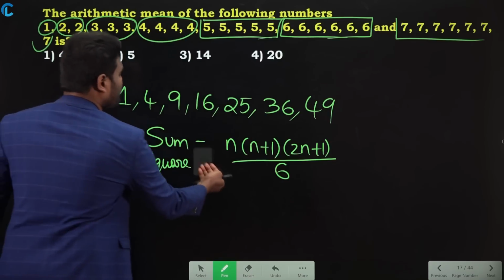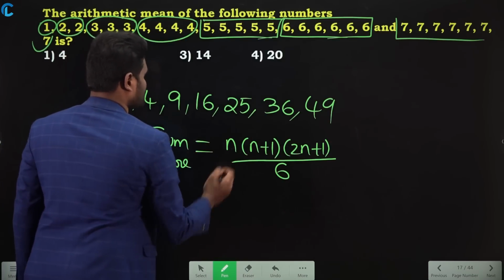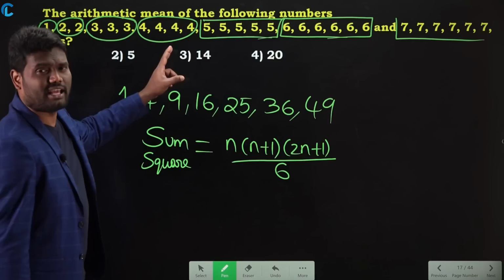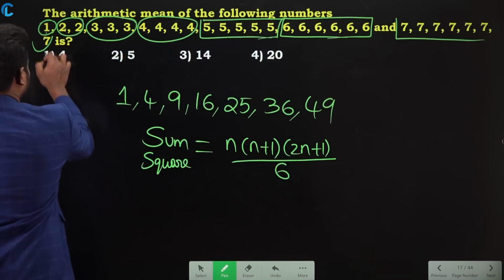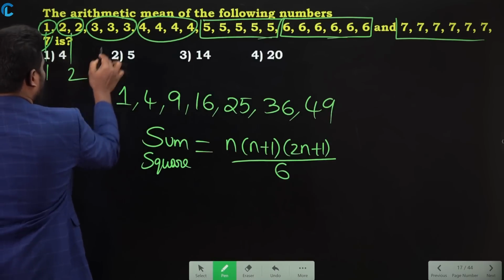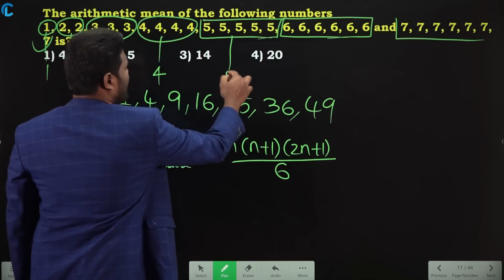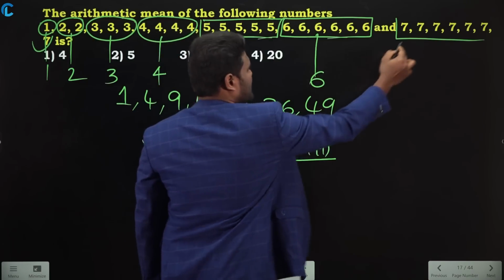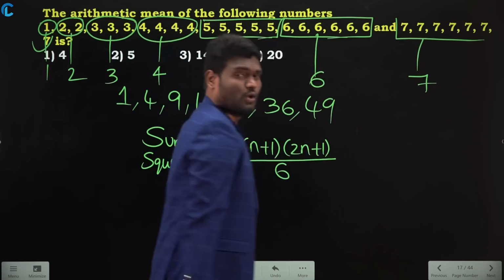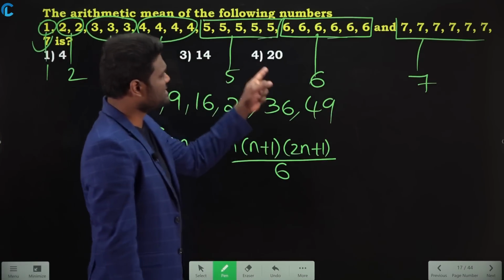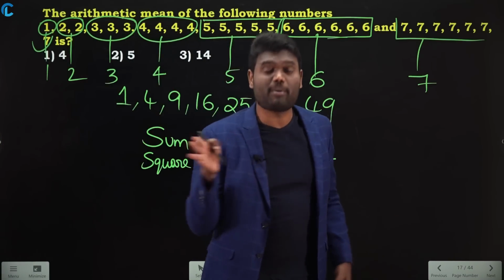Similarly, sum of numbers, that is like sum of n natural numbers. If you look here, how many numbers are there here? In this you have 1, in this you have 2, in this you have 3, in this you have 4, in this you have 5, in this you have 6, in this you have 7. Which means 1 plus 2 plus 3 plus 4 plus 5 plus 6 plus 7. That is like sum of natural numbers.